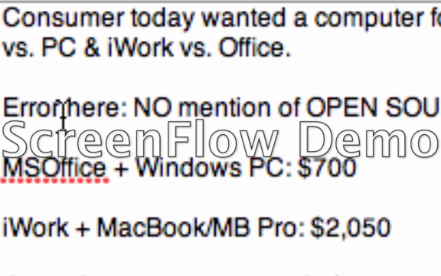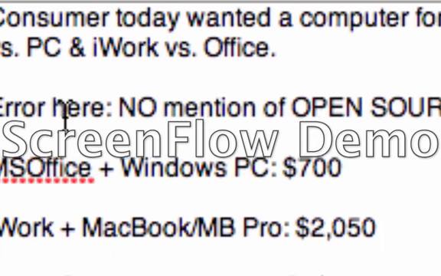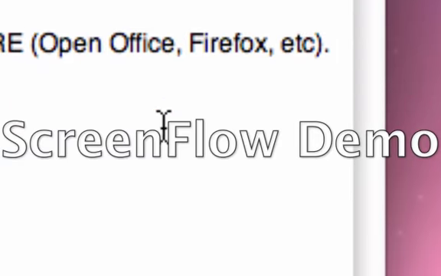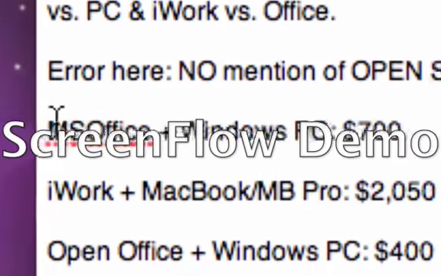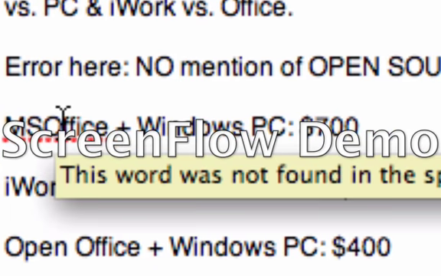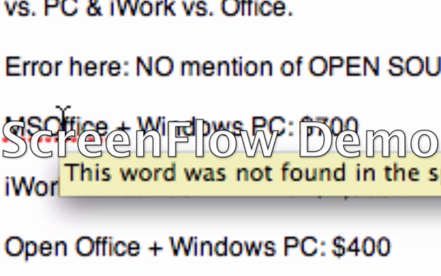What they did not discuss, and what really riled my feathers, which I call an error, was no mention of open source software such as OpenOffice, Firefox, and so forth. So you get Office with your Windows PC. And this is a full version of Office. I'm not talking about the student and teacher edition, okay? I'm talking about the full version of Office.